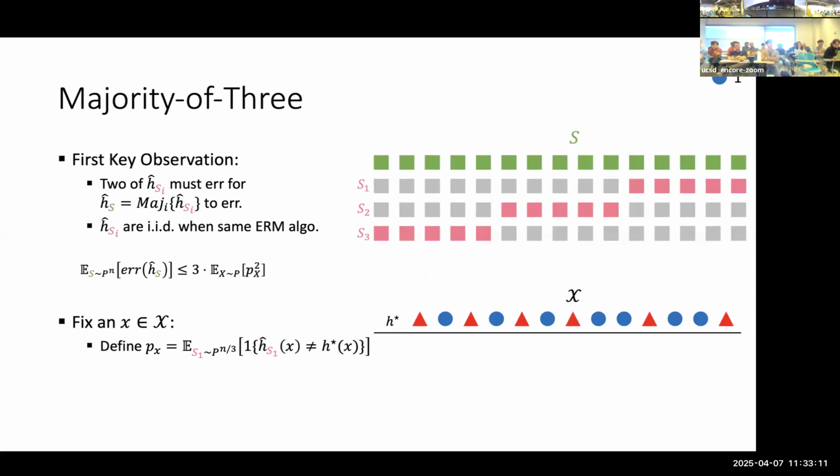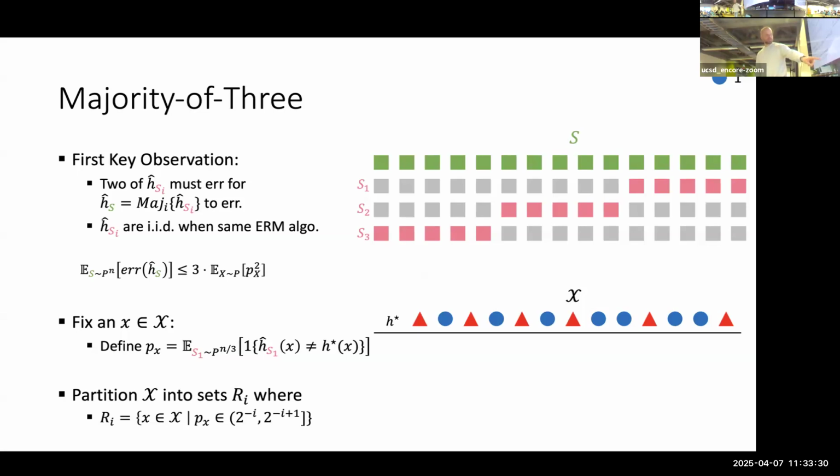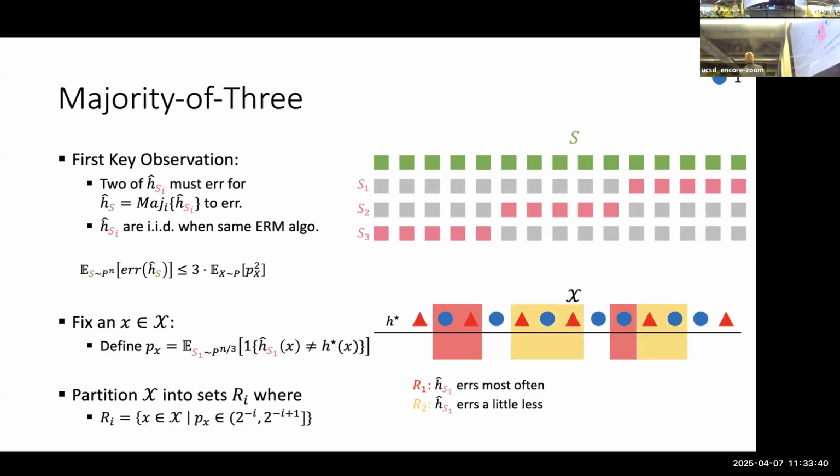Okay. So now our next key idea is to look at the input domain and partition it by how often this ERM algorithm is wrong on this particular data point X. Defining these regions consisting of all points in the input domain where your ERM is wrong with probability in the interval from 2 to the minus i to 2 to the minus i plus 1. So you can think of some R1, where your ERM is almost always wrong on these data points, with constant probability, and then regions where it's rarer and rarer that you're wrong.